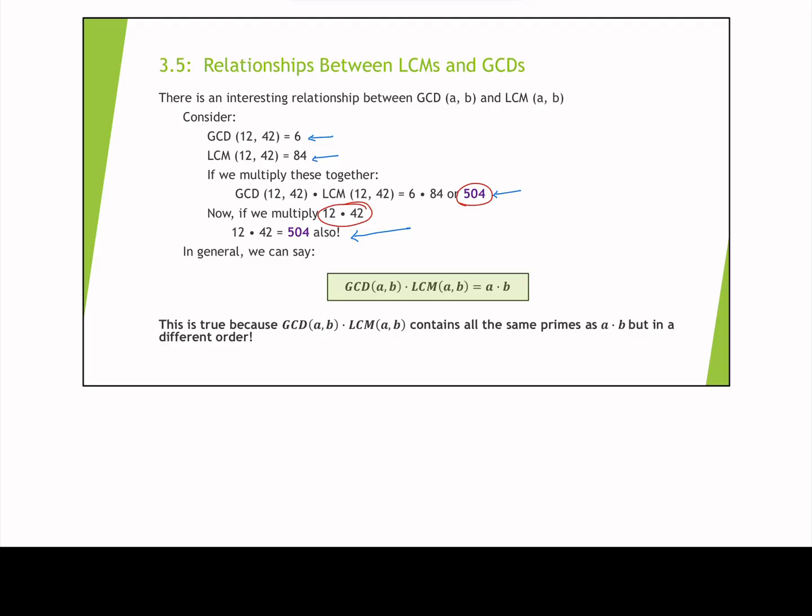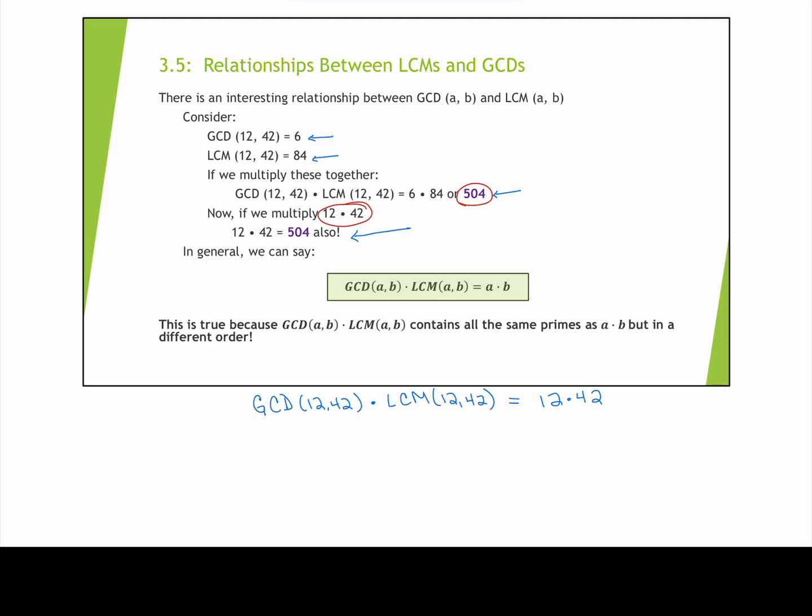So what we're saying here is that if we were to rewrite the formula and make the substitutions, so if we know that we're looking for the GCD of 12 and 42, the formula says take the GCD of 12 and 42, multiply that by the LCM of 12 and 42, so your same A's and B's, and what you'll end up with is the same value as 12 times 42, or A times B on its own.